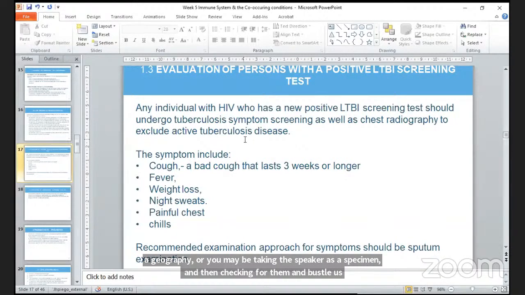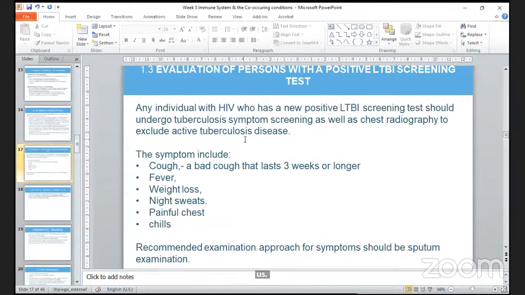So we have the symptoms. We have cough. There's normally a bad cough that may last for 3 weeks or longer. And you have fever, weight loss, night sweats, a painful chest and chills. These are normally the most common symptoms of TB.